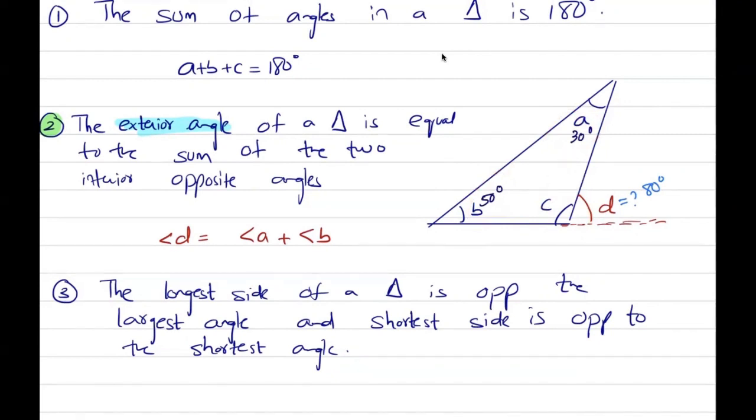Now, the longest side of a triangle is opposite to the longest angle. Please remember this. And the shortest side of a triangle is opposite to the shortest angle. So if this is the largest angle, which came out to be 100, then the side opposite to this angle is going to be the longest side, because out of the three angles, this angle C is the largest. So the largest angle will correspond to the largest side, and the smallest angle is going to be opposite to the smallest side.